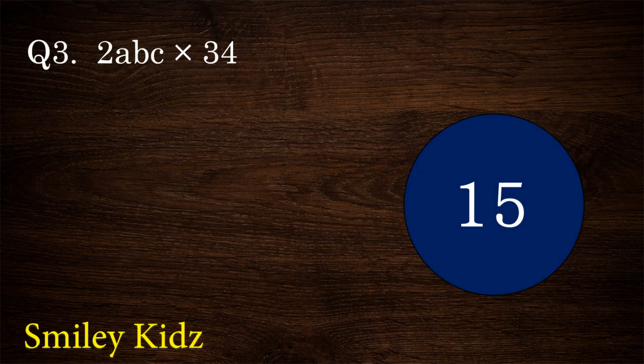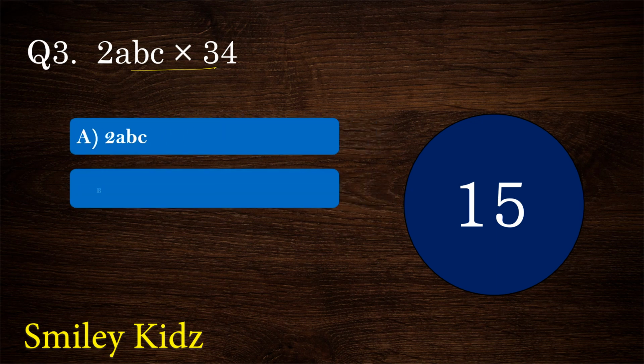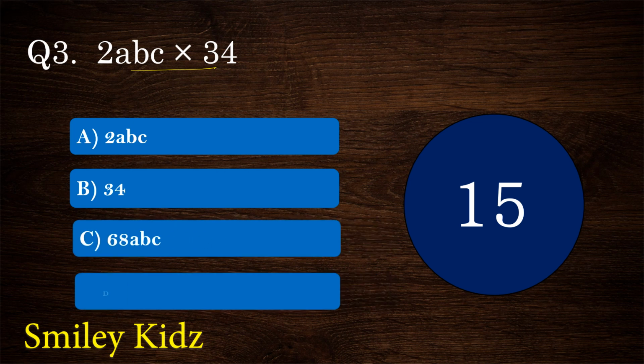Question number 3. 2abc multiplied by 34. Here we have two monomials. You're going to multiply them. The options are A. 2abc, B. 34, C. 68abc, or D. 0. Your time starts now.